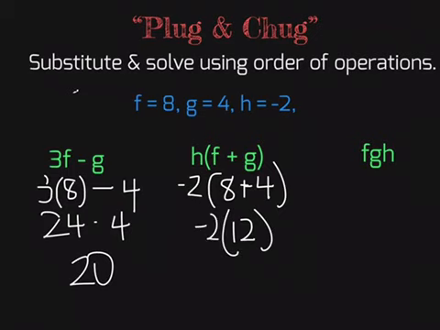And negative 2 next to those parentheses means multiply. So negative 2 times 12. 2 times 12 is 24. There is one negative, so my final answer is negative 24.